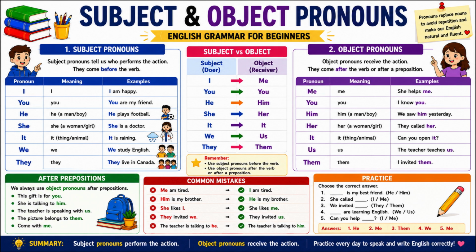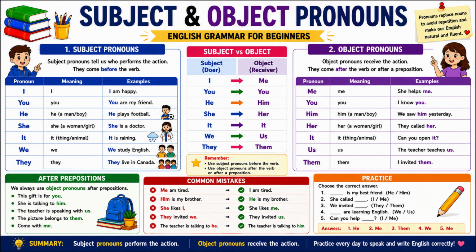In today's lesson, we're going to learn about subject pronouns and object pronouns. These are some of the most important words in English because we use them in almost every sentence. They help us avoid repeating names and make our English sound more natural and fluent. By the end of this lesson, you'll know the difference between subject pronouns and object pronouns, how to use them correctly, and how to avoid common grammar mistakes.